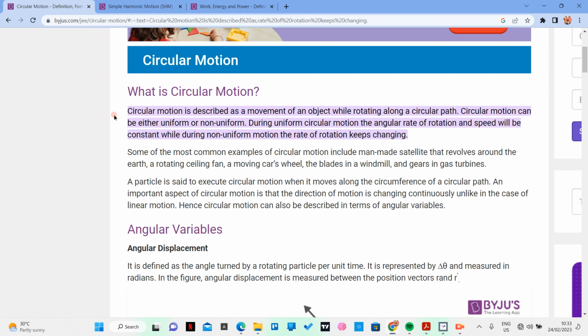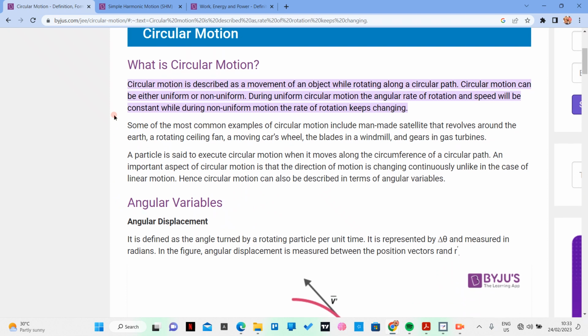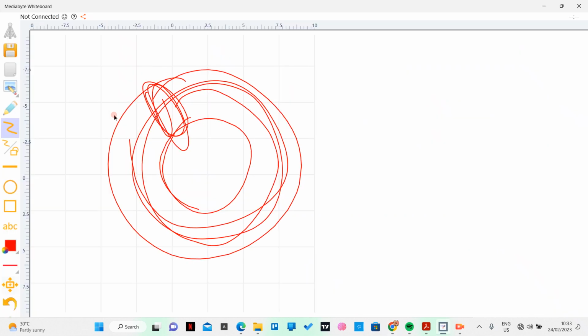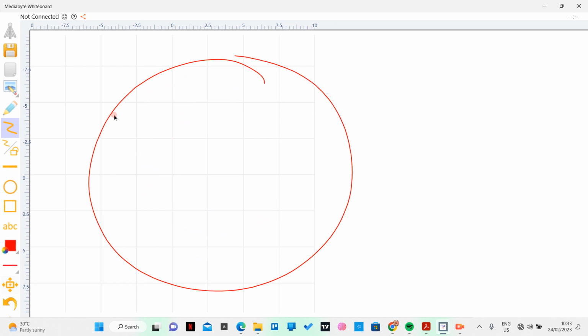Now, a particle is said to execute circular motion when it moves along the circumference of a circular path. An important aspect of circular motion is that the direction of the motion is changing continuously, unlike in the case of linear motion. What they are saying here is that you have a circular path, the object is undergoing the circular path, and there will always be a center of the circle and a radius of the circular path.